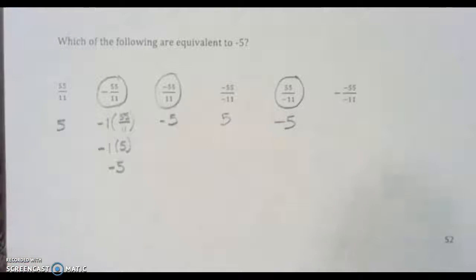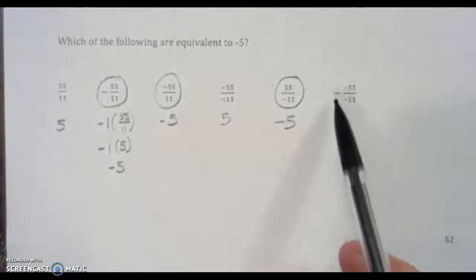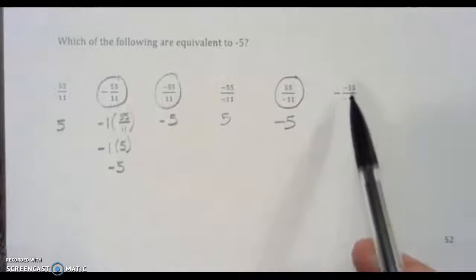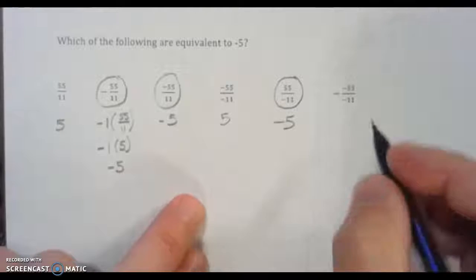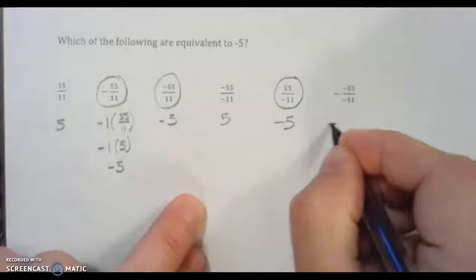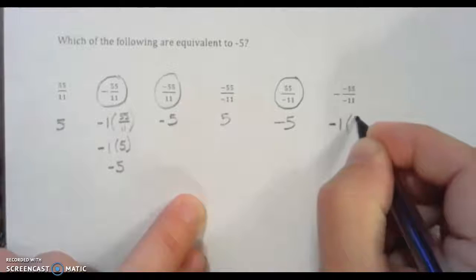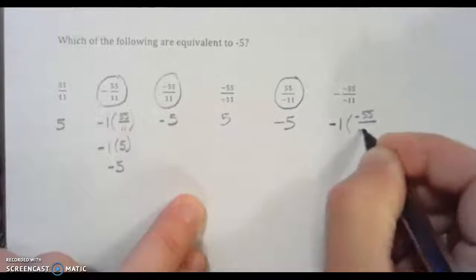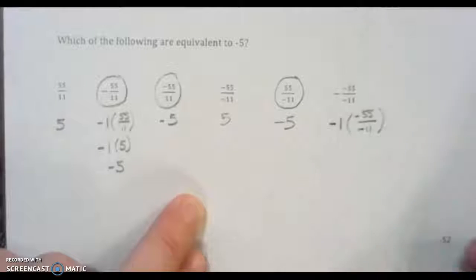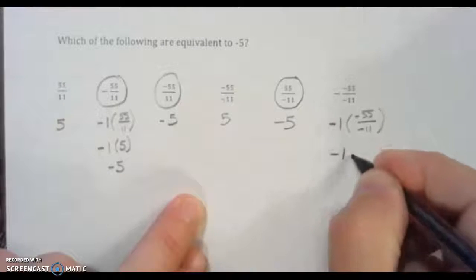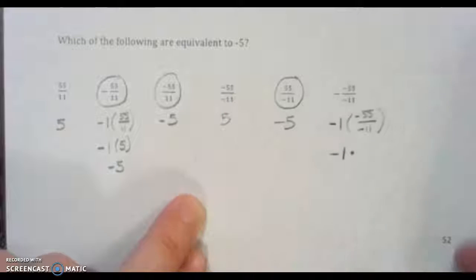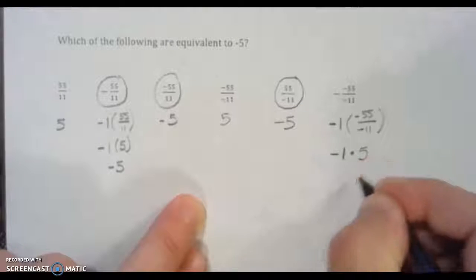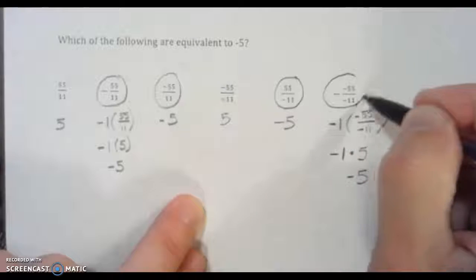And now notice this last one. This one looks pretty complicated. We've got a negative symbol out front and in the numerator and in the denominator. So let's first address the negative symbol out front. And remember, that's the number -1. So this is going to be -1 times -55 divided by -11. That's going to be -1 times, well, remember, -55 divided by -11 was +5. So this is just -1 times 5, which is equal to -5. So this one is good as well.